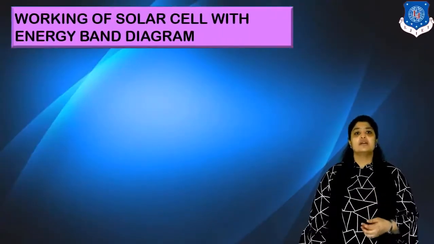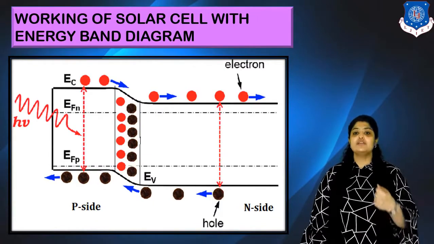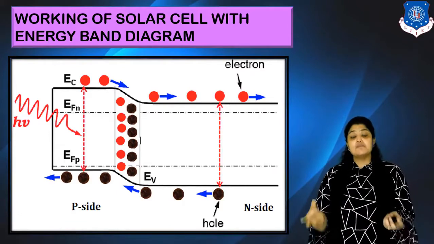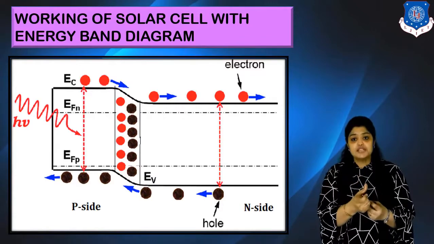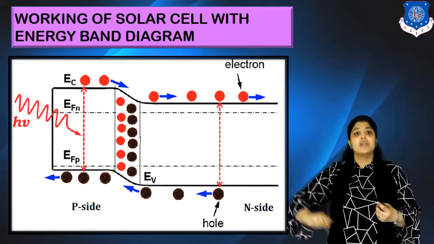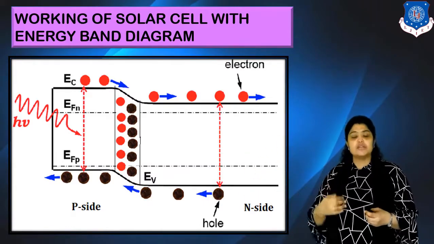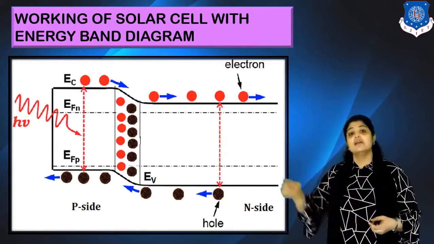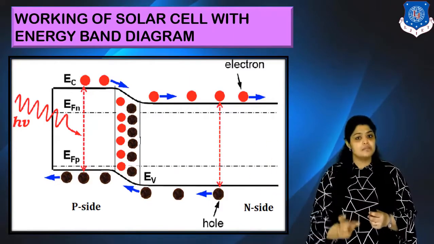Now let's move on and understand the working of a solar cell with the help of an energy band diagram. The energy band diagram shown here is of a PN junction combined. In a PN junction, we have a depletion layer, and this is what is indicated by the steep slope you can see in the diagram. We have the P side on the left and N-type material on the right. The N side has electrons and the P side has holes in the valence band. In between them, the red colored electrons and the black colored holes indicate the depletion layer.